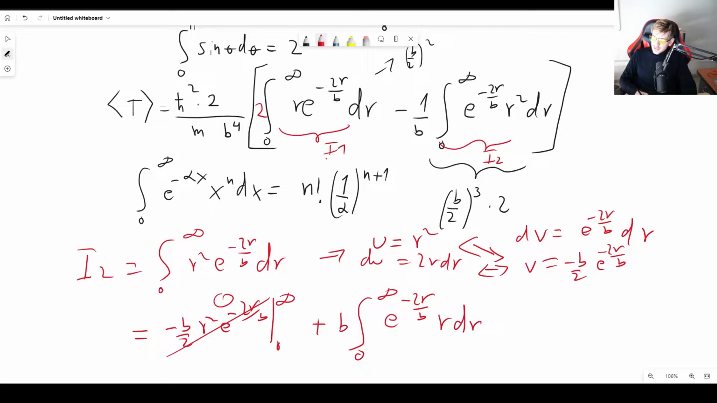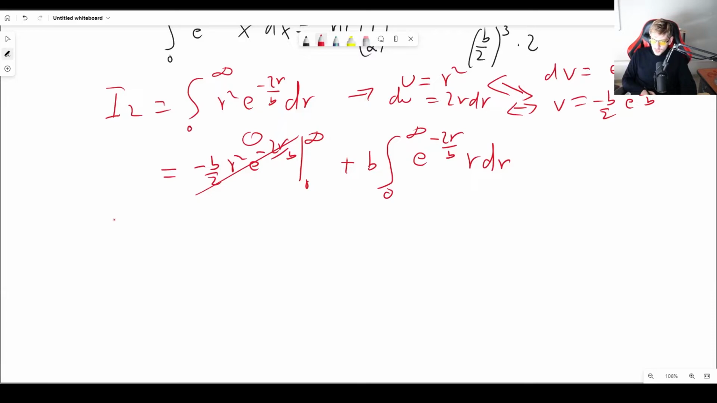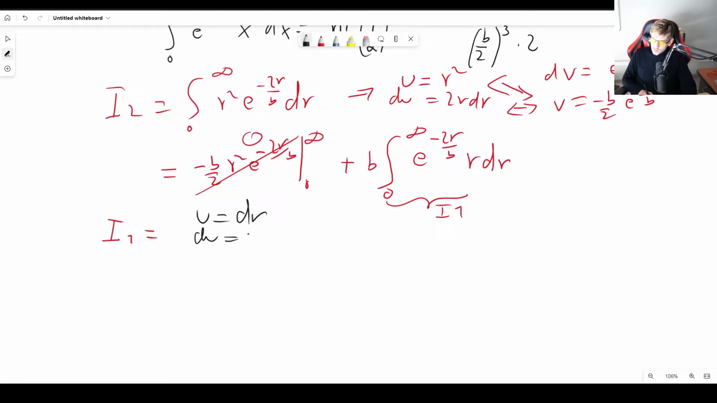And this is exactly the same as I1. So let's make sure that we notice that so that we don't end up solving it twice. So I1, which is this same thing, except for the b, right? That is going to be, well, we have to use integration by parts again. So let's say u is r, du is dr, and dv is e to the minus 2r over b dr, and v is minus b over 2 e to the minus 2r over b.